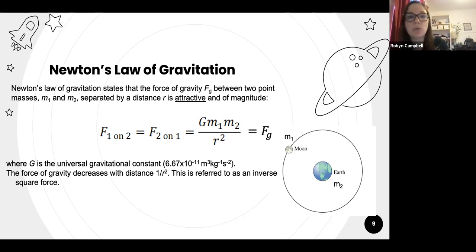So the force of gravity decreases with an inverse squared relationship. That means as you move away from the Earth, your gravitational force decreases quite rapidly. So just a note there. We'll do some examples in class of calculating gravitation like that.